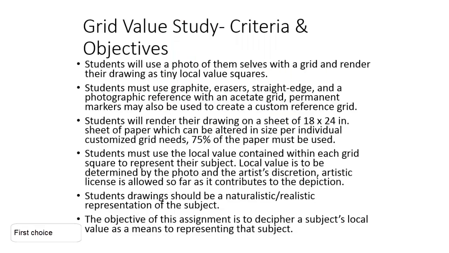Your first choice here is a grid value study. For this one, for each of your grid squares on your reference, you're going to just draw the value, or you're going to condense the information inside that grid down to some other component, whether it's a shape or maybe just a couple of marks. There's a billion different ways to interpret this, but essentially you're going to use the grid as an organization tool for your value instead of drawing the form.